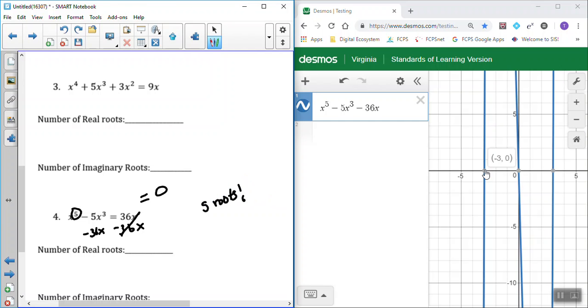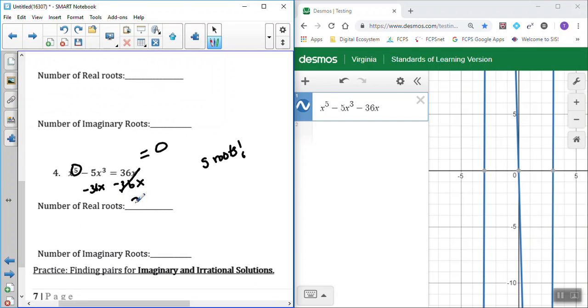All I see are 1, 2, 3 roots, and I'm going to make a note of that. It has 3 real roots, which means the other 2 have to be imaginary roots, because 3 plus 2 gives you your 5 roots.